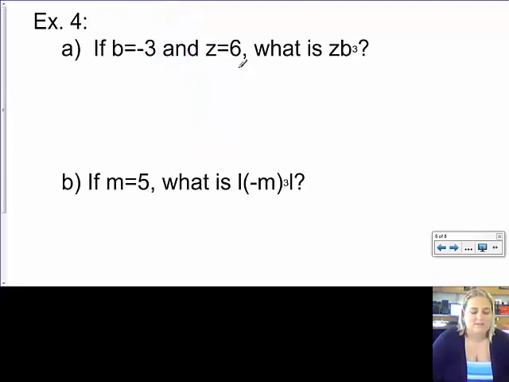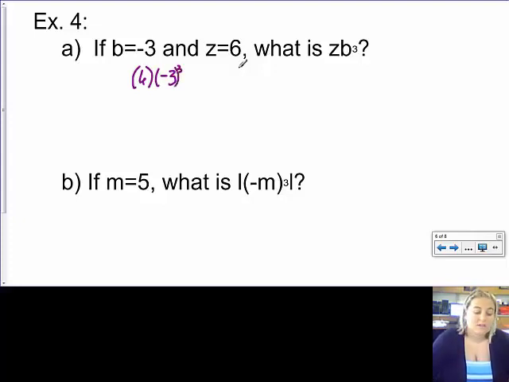This is just a fancy way of saying evaluate the expression using these variables. So it says if v is -3 and z is 6, what is zv to the third? So I'm going to just substitute like I have been. Instead of z, I'm going to put 6. Instead of v, I'm going to put -3, and that's to the third power. Whoops, don't forget those parentheses.